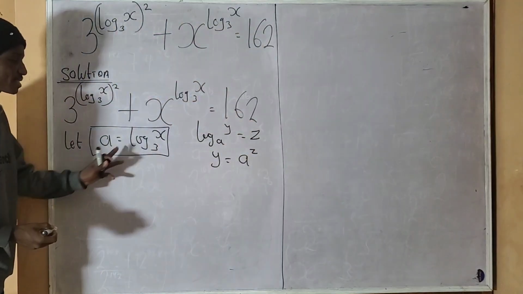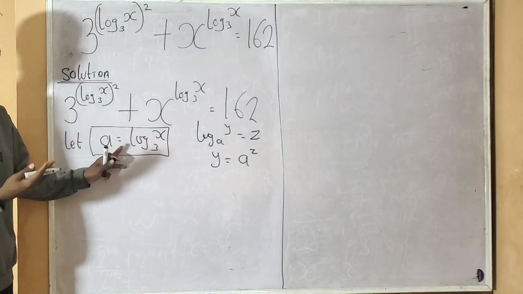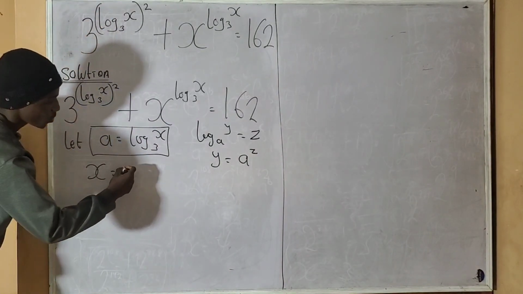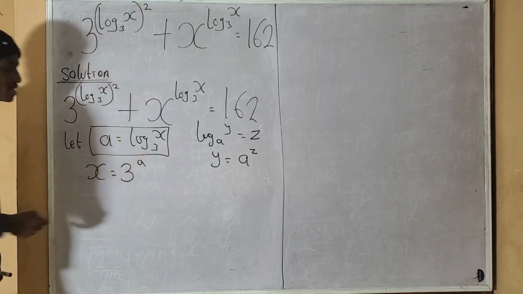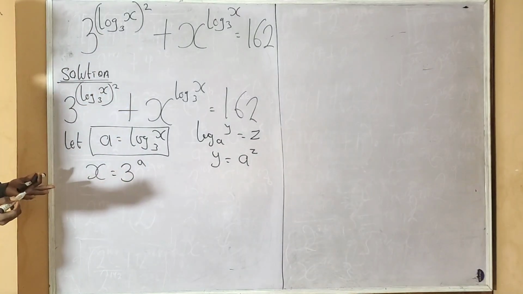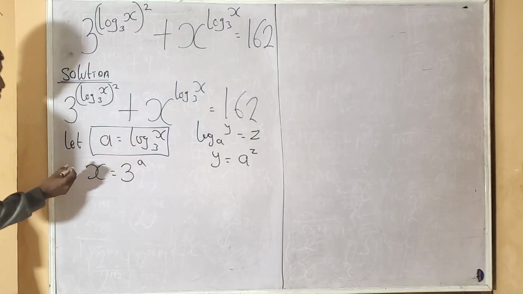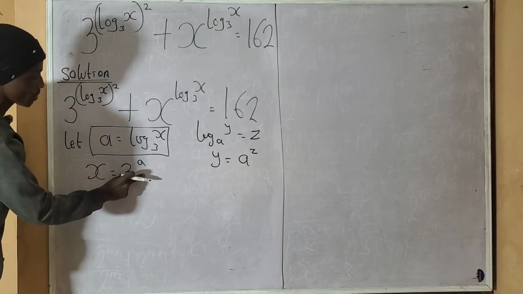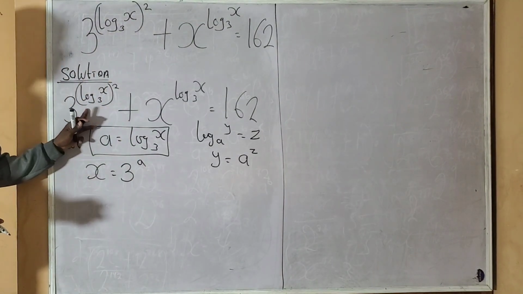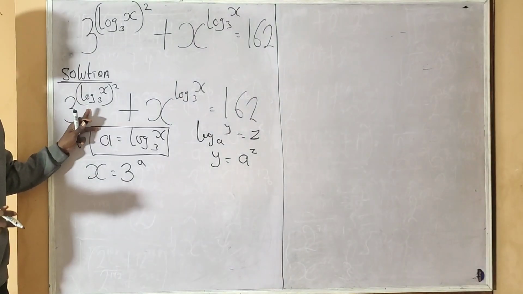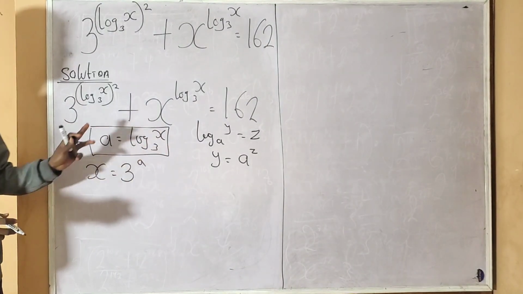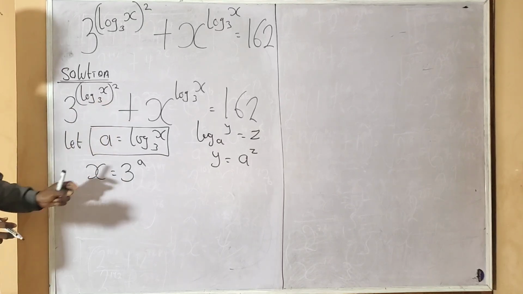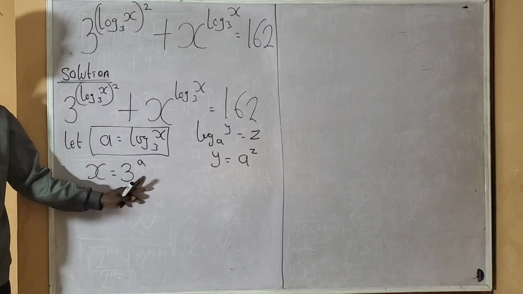Now, you're going to rewrite this in index form. So we are going to have x equals 3 raised to the power of a. Is that not it? That is it. So please pay attention. We know that a equals log x base 3, and in index form, x equals 3 raised to the power of a. Now, in this equation, anywhere I see log x base 3, I'm going to replace it with a. Are you following? And also, I'm going to replace x with 3 raised to the power of a.